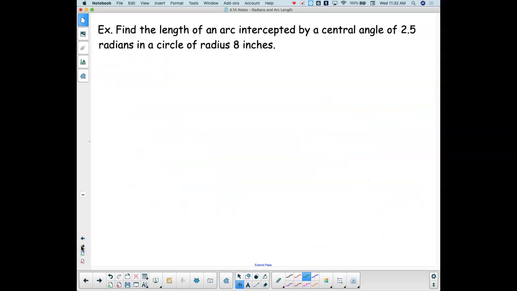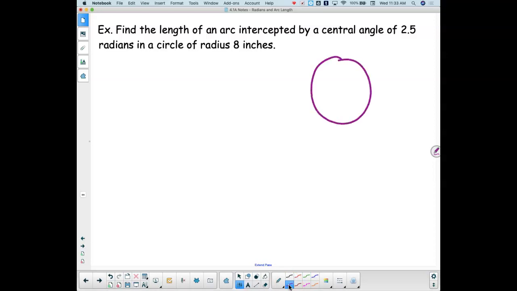All right, you guys try number 2. Go. Hit pause. Seriously, hit pause. Draw your circle. See if you can figure stuff out. Thank you for hitting pause.